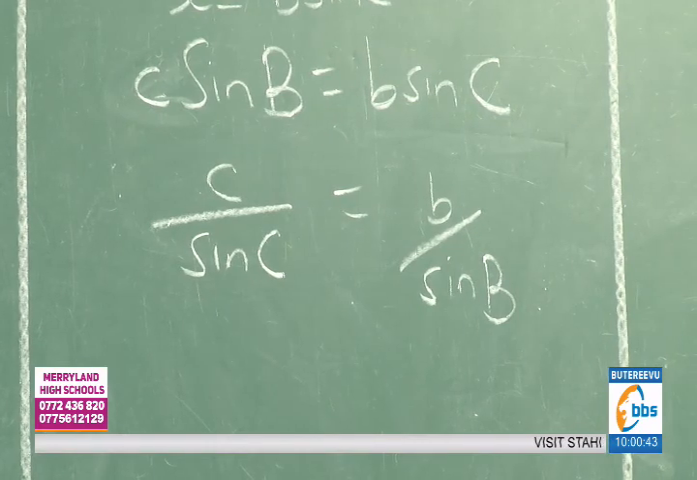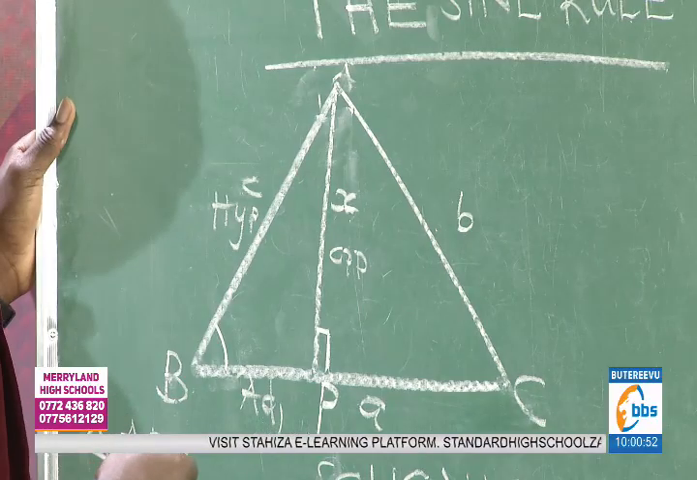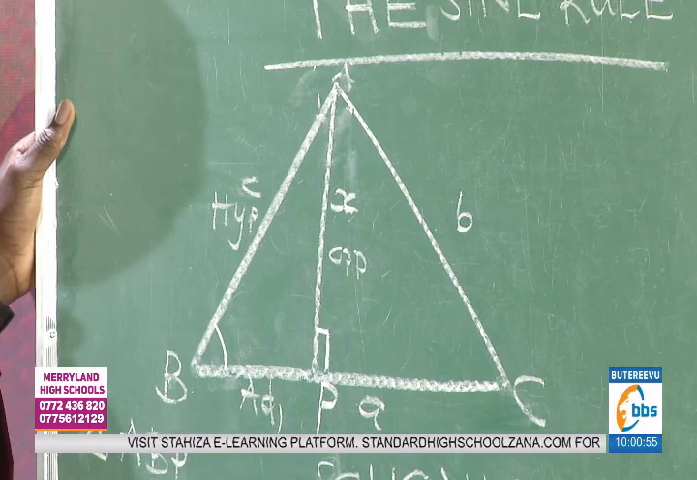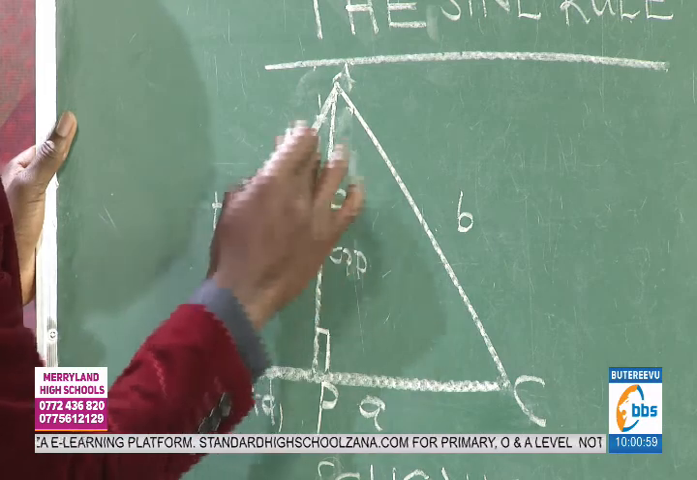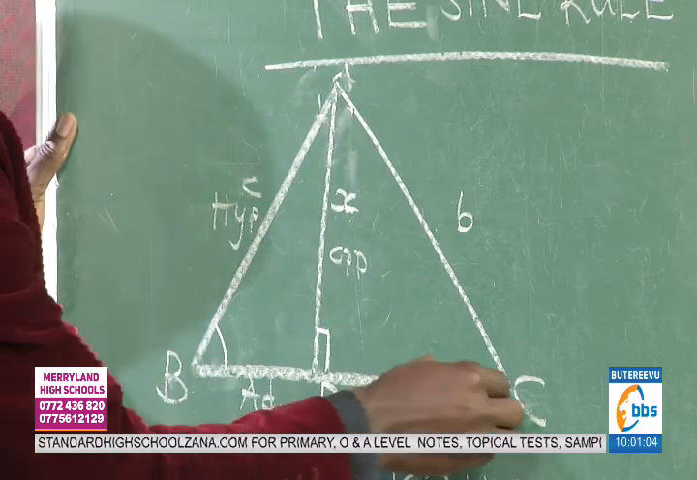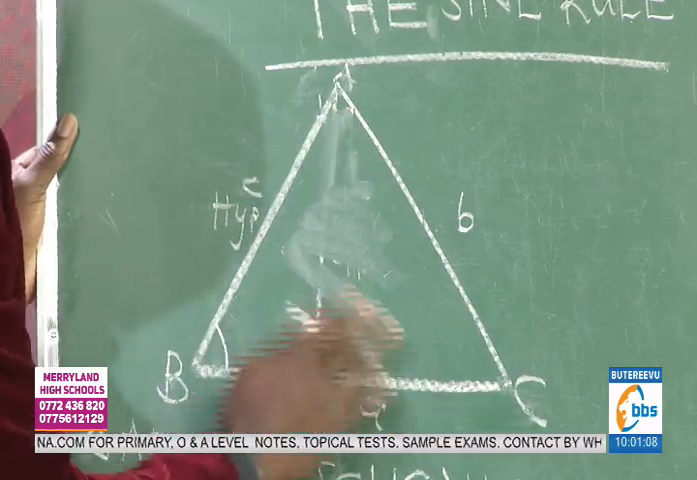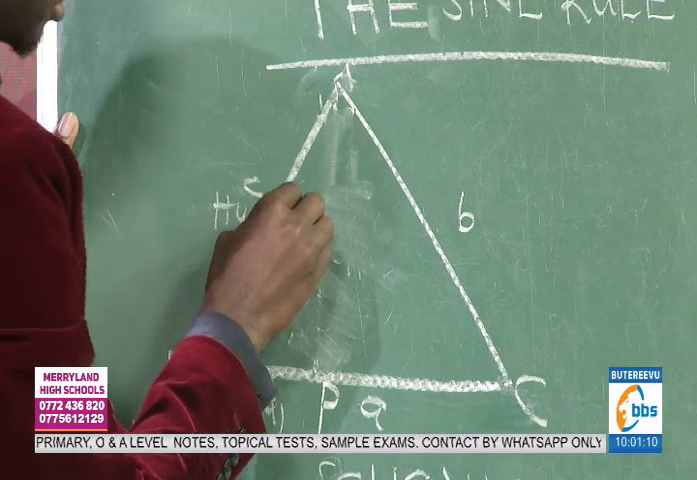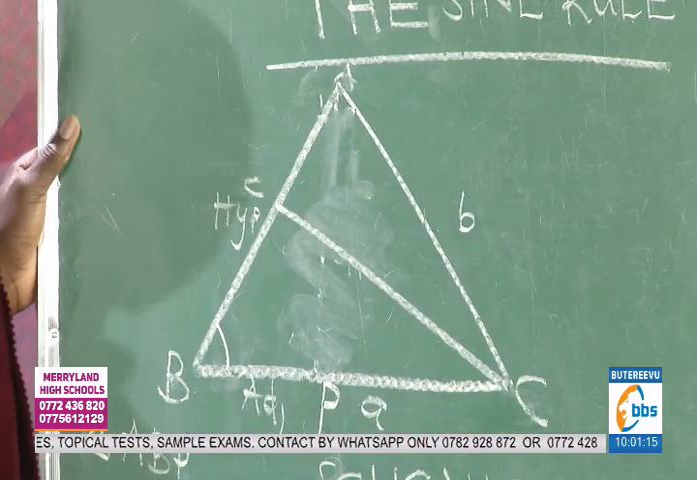So we also want to get one which is having A and sine A, and this is how I'm going to get it. Now let us come back to this triangle. I've been dividing it in this way, but again I can divide it in a different way. Now I want to involve also angle A, so I can do it differently. I can draw a perpendicular, moving from C, like this.